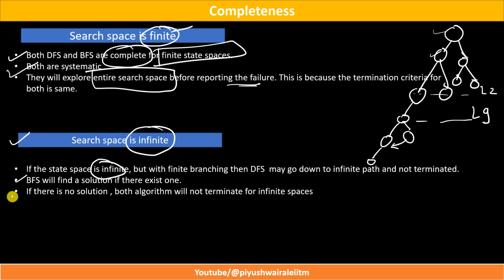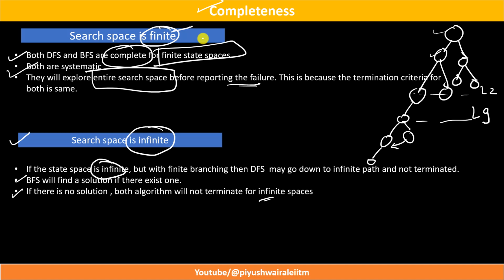But if there is no solution, both algorithms will not terminate for infinite spaces, because the termination criterion is that they should explore all the nodes, right? But our search space is infinite, and it doesn't have any required condition or goal state, so it will not give any solution, and it will never terminate, right? So that's what it says. Please try to keep a note of these particular points. It is very important. So that's about completeness.